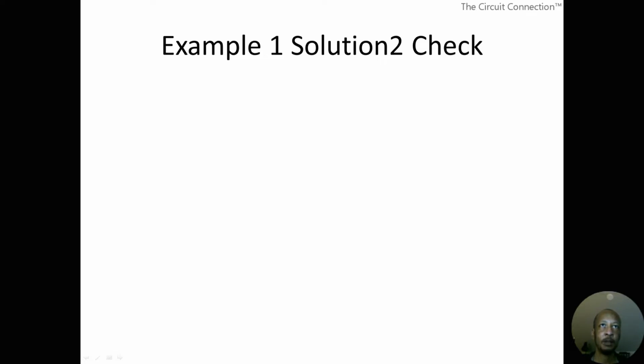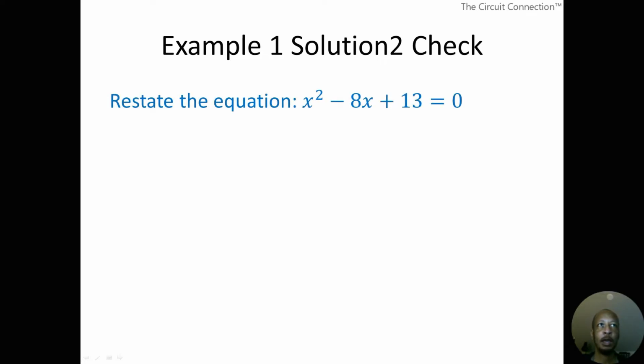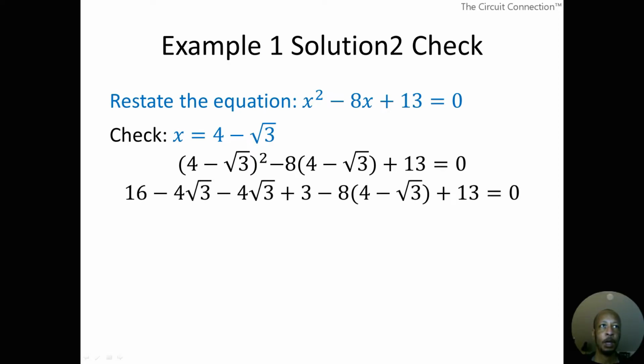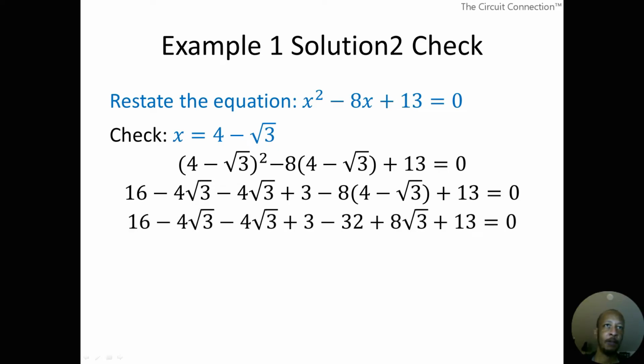So next, the next solution check for the same example. Again, I restate the equation just for reference, and we're going to check x equals 4 minus square root of 3. We go through the same expansion process with FOIL: 4 times 4 gives you 16, 4 times negative square root of 3 gives you negative 4 square root of 3, negative square root of 3 times 4 gives you negative 4 square root of 3, and negative square root of 3 times negative square root of 3 gives you 3.